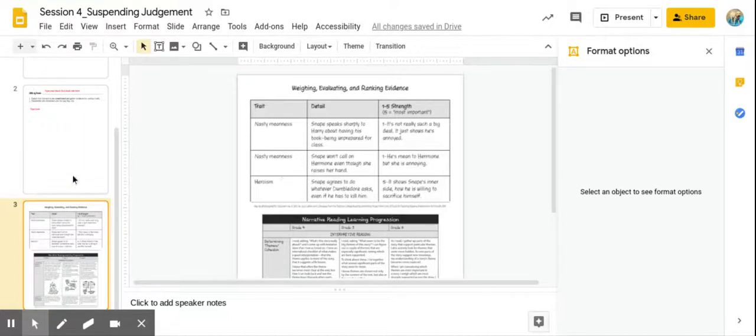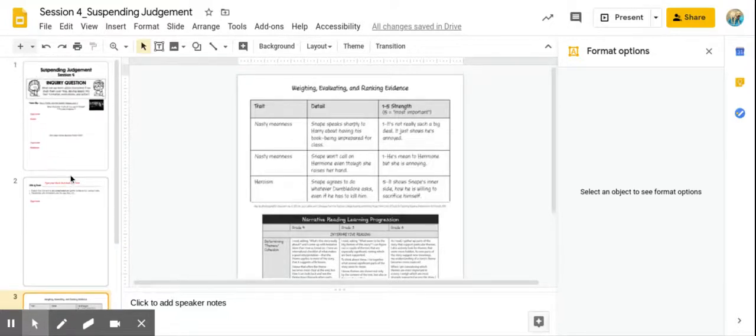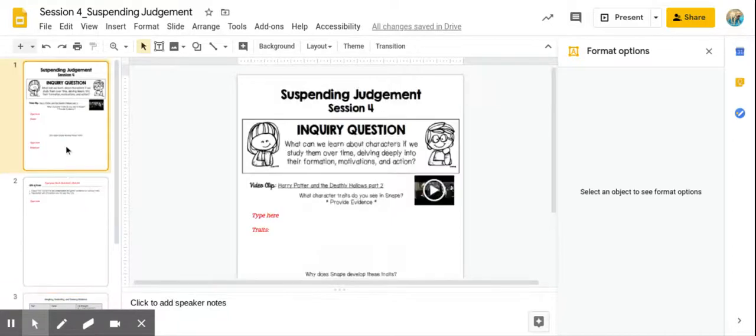Okay readers, today we thought about this question: if we learn about characters over time, we can actually understand them so much more deeply, because we start to understand why they are the way they are and what can motivate them.